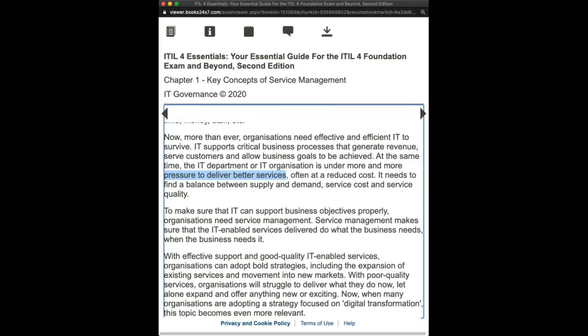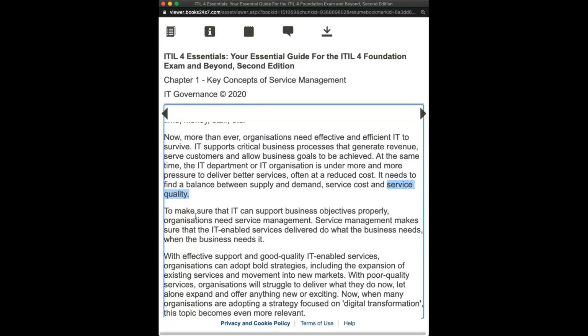And now the other companies are pressured to deliver better services, often at a reduced cost, right? Because if you end up spending more money, you're not really getting an advantage. So it needs to find the balance between supply and demand, service cost, and service quality.